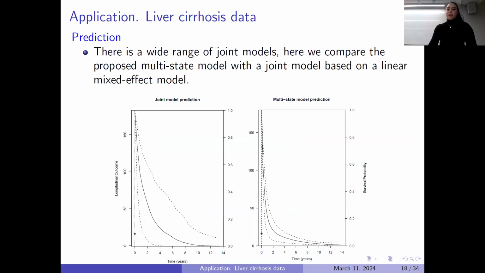And then, I don't know if you've heard, another framework that is quite popular when you have a longitudinal biomarker and a survival or a time-to-event outcome is the joint models. And roughly speaking, what is a joint model? A joint model is a linear mixed effect model that models the longitudinal part of the model with random effects, and then the survival outcome as a Cox model.